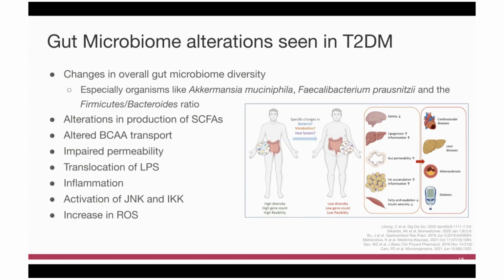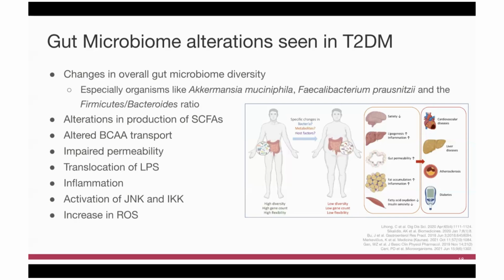So we can see organisms like Akkermansia, Faecalibacterium, and obviously most of us have heard of this Firmicutes Bacteroides ratio, especially when it comes to obesity and gut microbiome alterations. We see that the microbiome, which controls short-chain fatty acids, these balance of short-chain fatty acids become skewed. The main short-chain fatty acids we all tend to focus on are acetate, propionate, and butyrate.